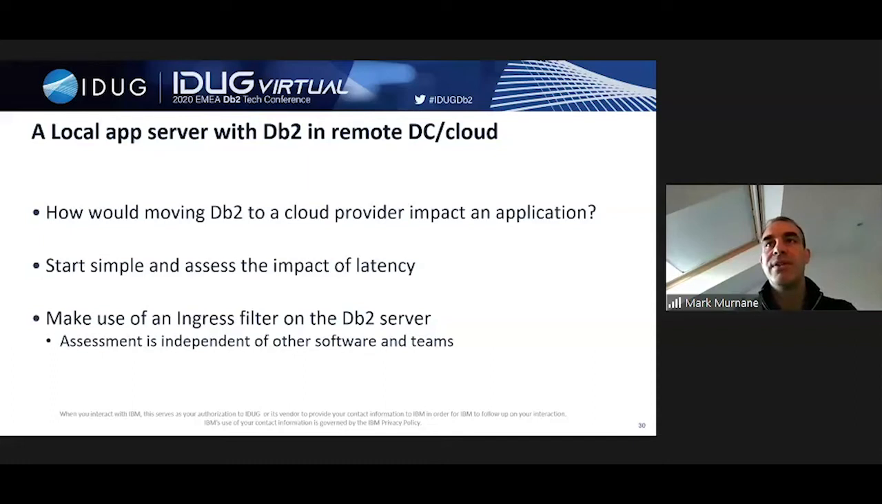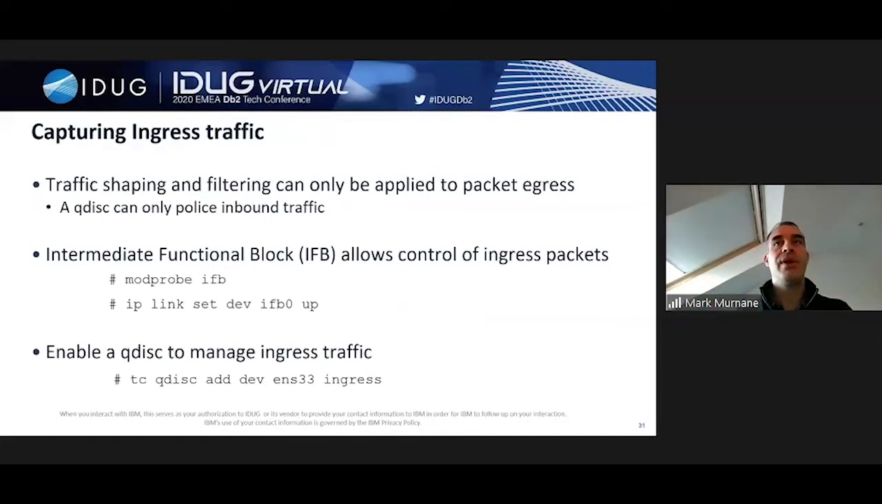One way to do this is to use an ingress filter on the traffic arriving to the Db2 server. This has the advantage of not requiring input from any other team or expertise in any other application servers or operating systems. So you can do what you want, when you want, and for only the systems you want. And this puts the control to you, the Db2 professional. The first step in this scenario is to enable us to control inbound packets to the service.